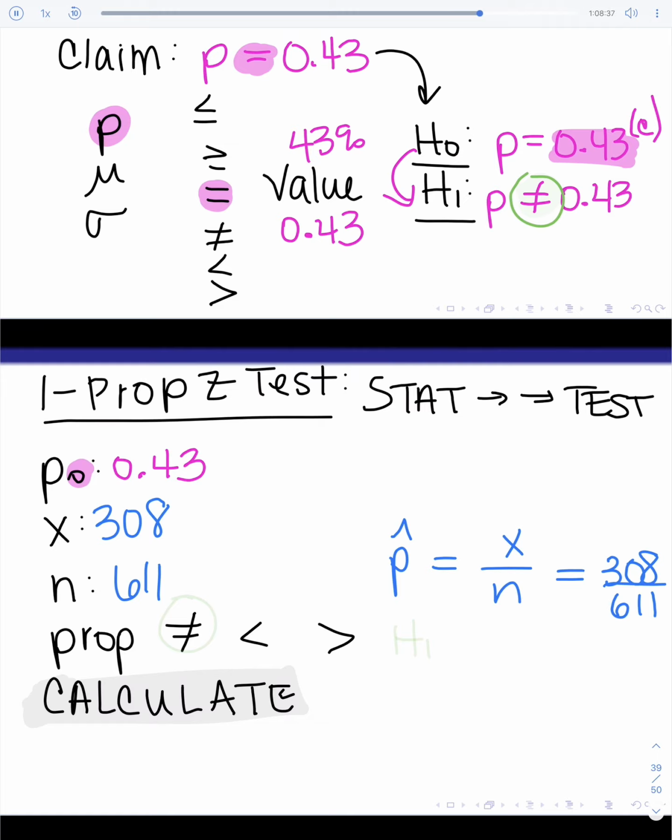And remember, the last part comes from our H1. And what symbol is on our H1, which is the not equal to, which is going to tell our calculator to do a two-tailed test when we go down to calculate.